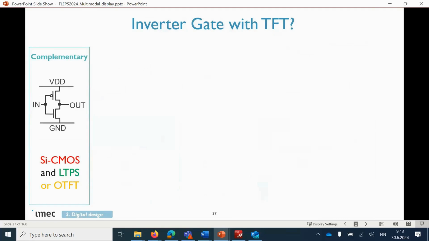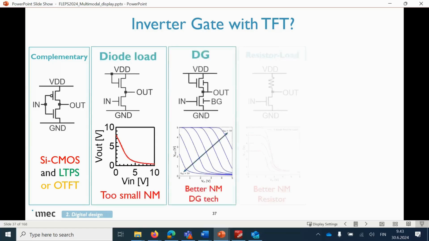But let's go to TFT now. As I said, in CMOS or in LTPS technology, or organic TFTs in some cases, you have both P-type and N-type, but this is not the norm for TFT. Usually you have either N-type or P-type, so you need to find a way to replace the P-type in case you have N-type, or the opposite. So people have designed and proposed different solutions.